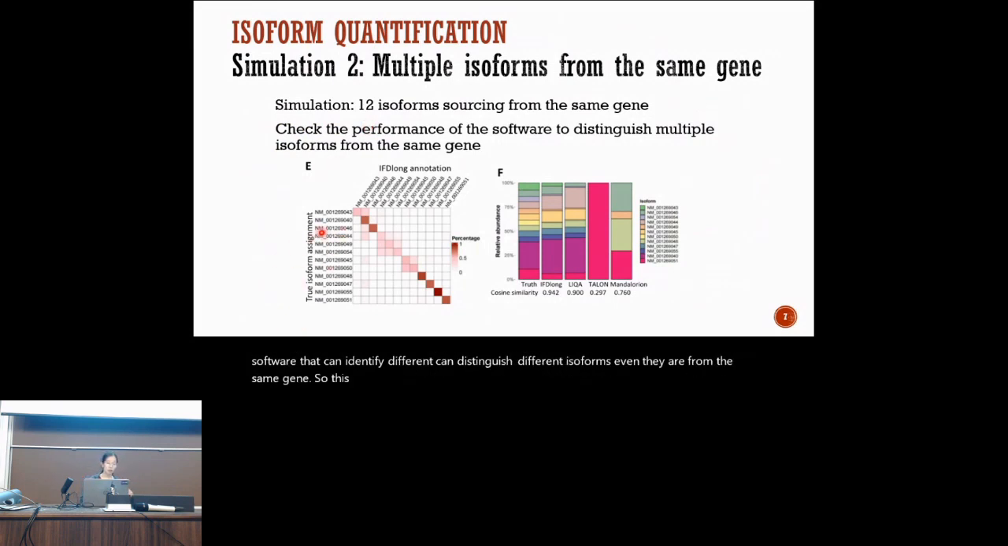So this is the true isoform assignments, while the column is our tool's annotation. We are expecting everything on the diagonal, ideally, and actually our software showed really good performance because they are in quite good agreement with the truth. And we also show the percentage and the cosine similarity as a measurement of different tools compared with the truth.